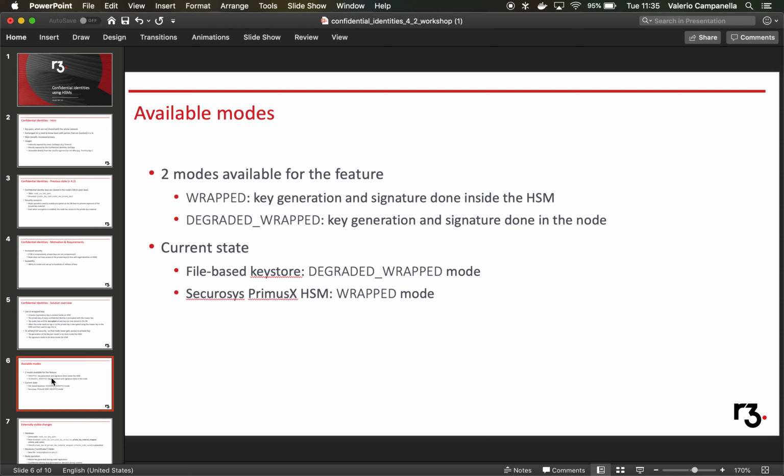and then potentially upgrade it to the wrapped mode when the vendor can provide us these APIs. In degraded wrapped mode, if the node generates the key, does it then pass that key for storage in the HSM and discard any evidence of that key at the node level? Yes. The key is passed to the HSM so that the HSM encrypts it with a symmetric key that is inside the HSM, and then it is returned back to the node, which stores it in an encrypted form in the database itself.